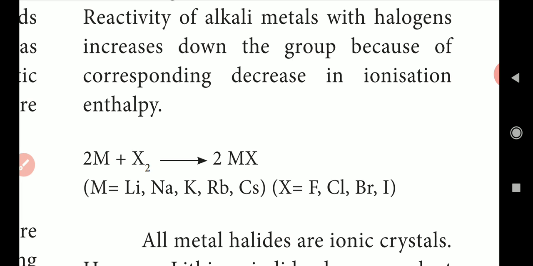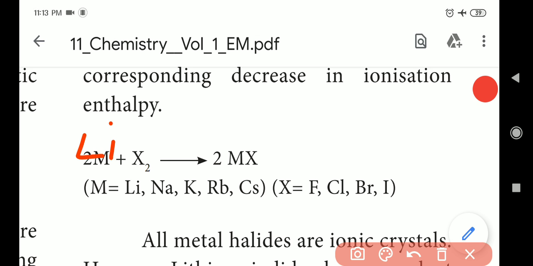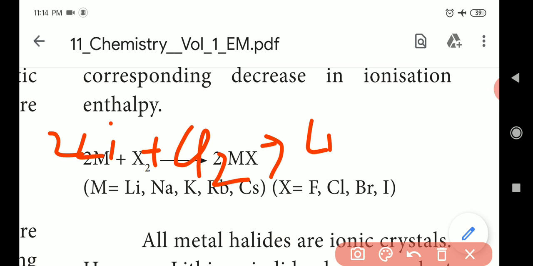For example, lithium reacts with the halogens to form lithium halide. Sodium combined with the halogens produces sodium halide. Potassium combined with the halogens produces potassium halides. Lithium reacts with chlorine to produce lithium chloride.